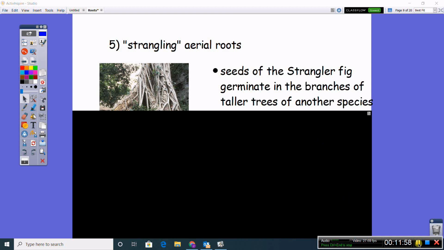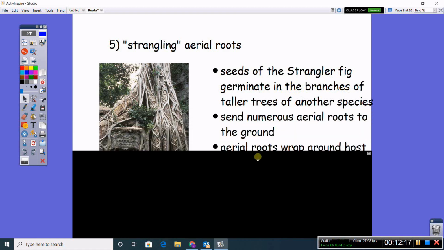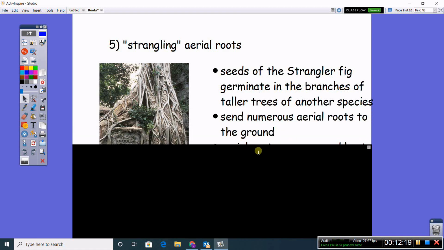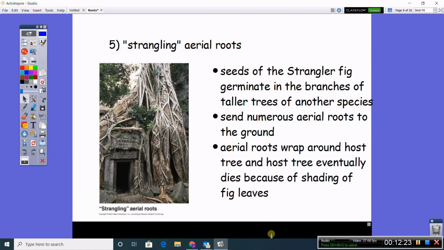All right, so we were talking about the strangling aerial roots. I've heard that there is a tree like this in downtown Greenville near the Governor's School. So you might be able to find a picture that's kind of like the one I'm showing you here. But basically the seeds of the strangler fig germinate pretty high up and they send roots downward. So they send numerous aerial roots down to the ground.